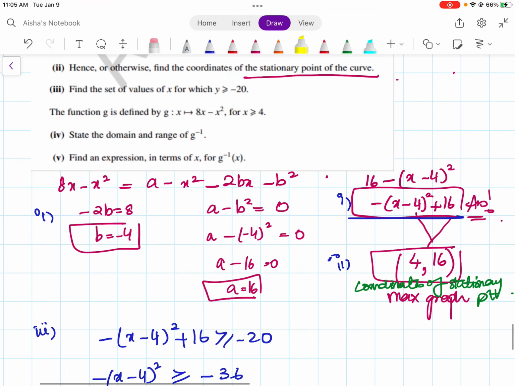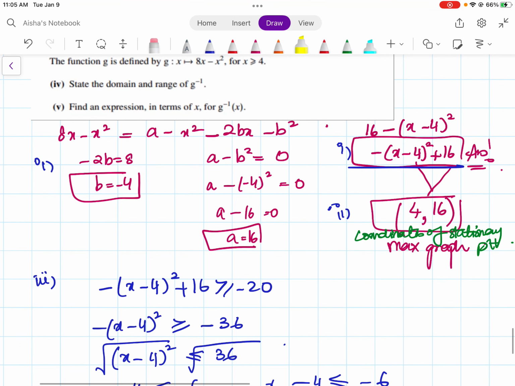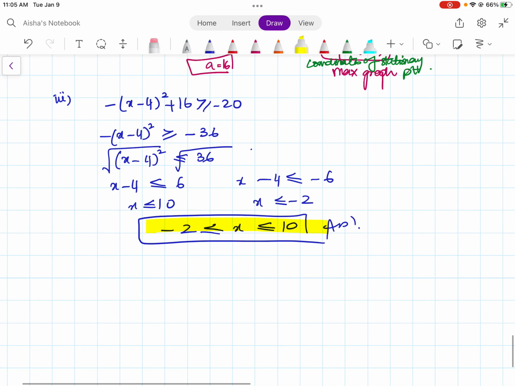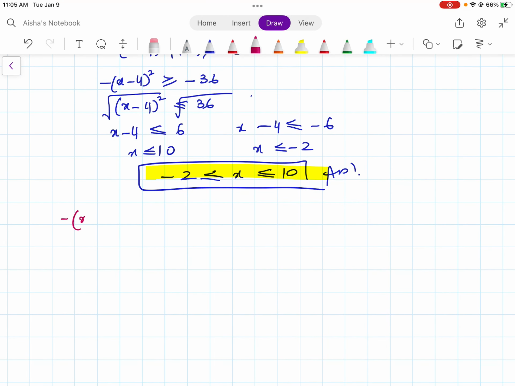Now, fourth, state the domain and range of g inverse. The domain, now what you have to do is find out, let's sketch it first. So this is my minus.